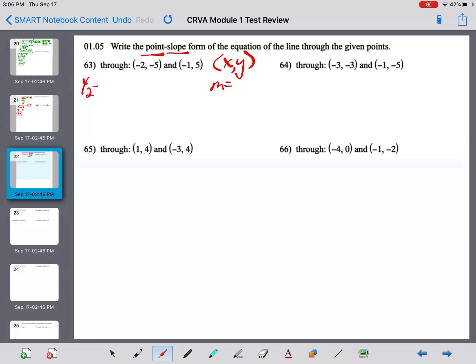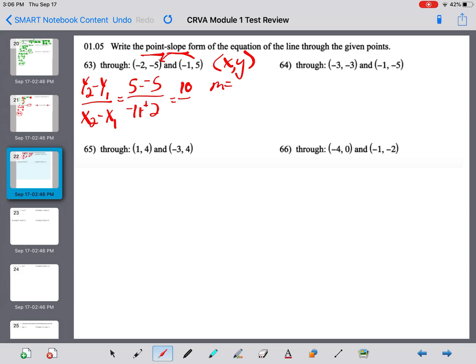So you will need to do the slope formula to find the value of the slope of this line going through these 2 points. So we have 5 minus -5. We have -1 minus -2.